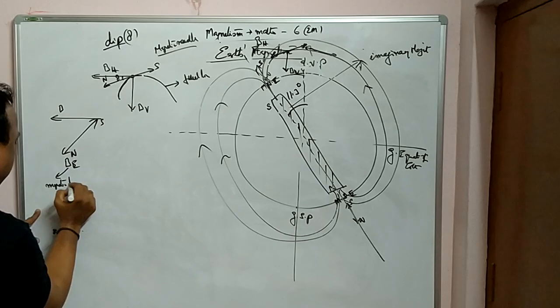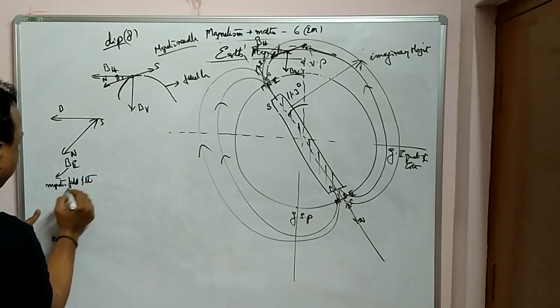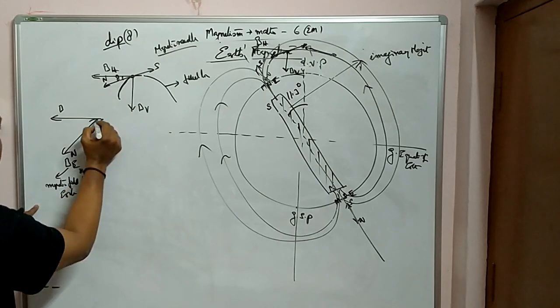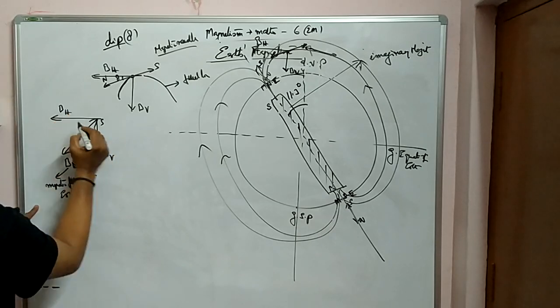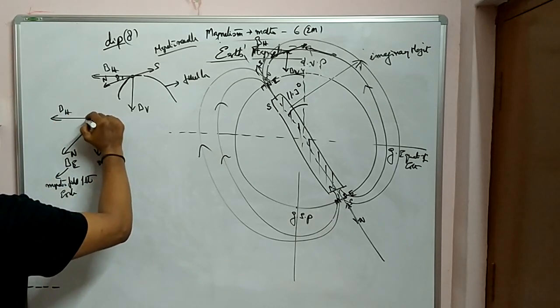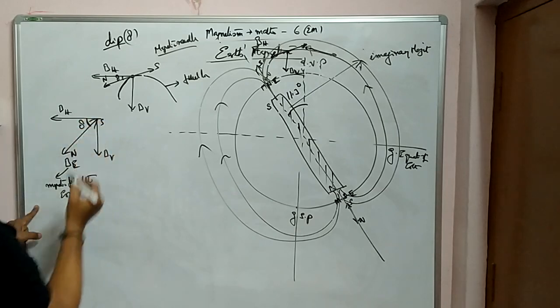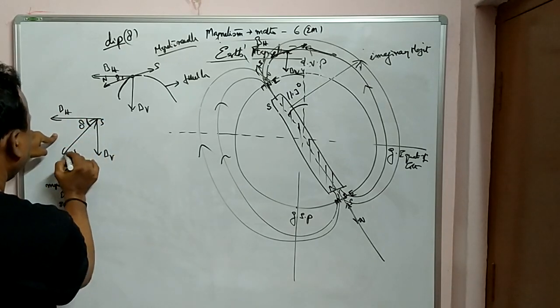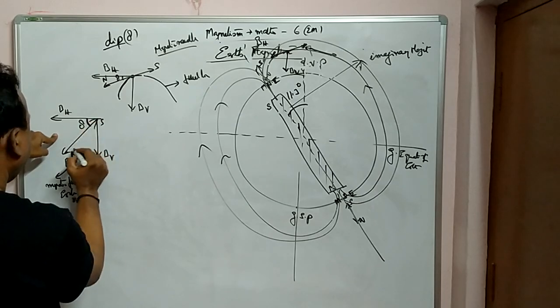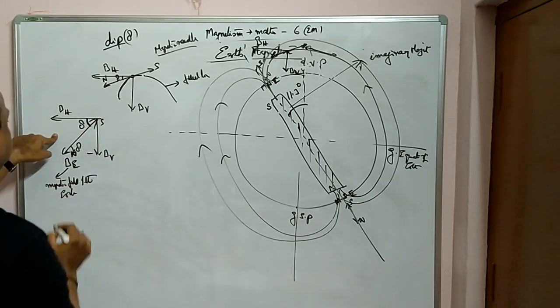Magnetic field of the earth. And this is the vertical component. This is the horizontal component of the earth. So this is the angle, delta. Okay. So from here you can observe carefully. If this is delta, this is also delta.